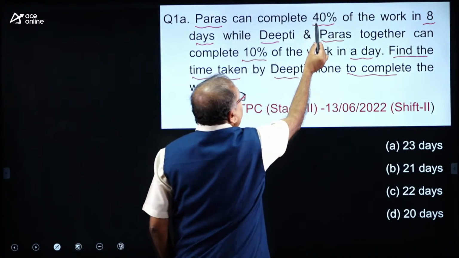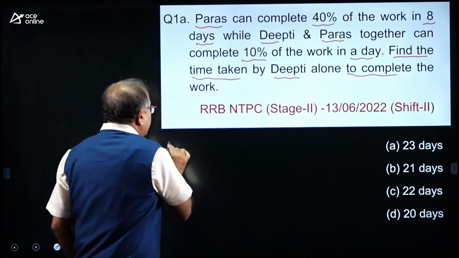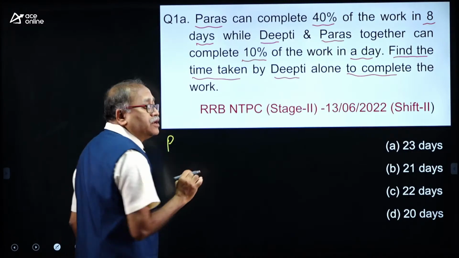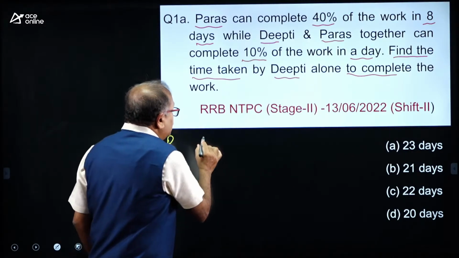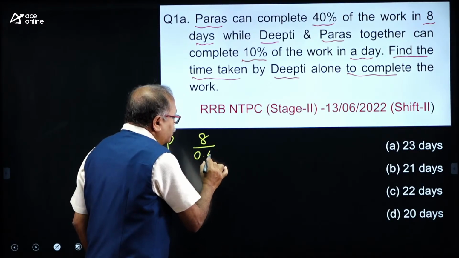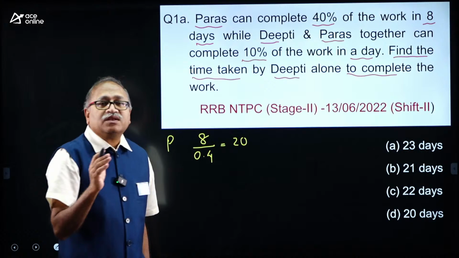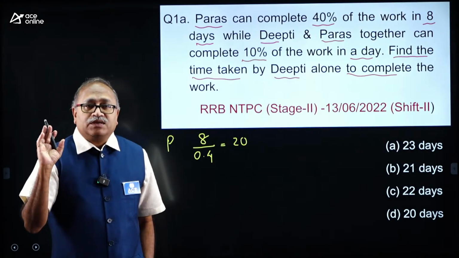P can complete 40% of the work in 8 days. So P completes one work in how many days? That is 8 divided by 40%, that is 0.4, which is nothing but 20. So that means P can complete the work in 20 days.